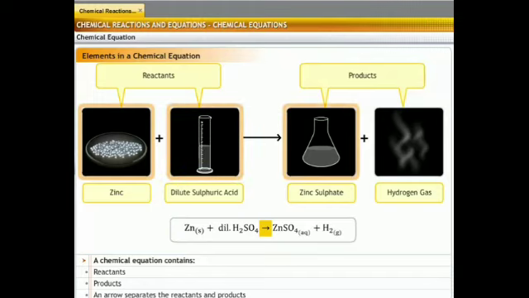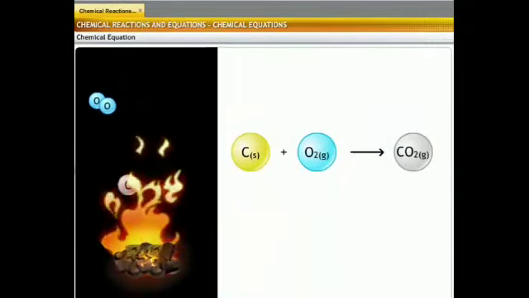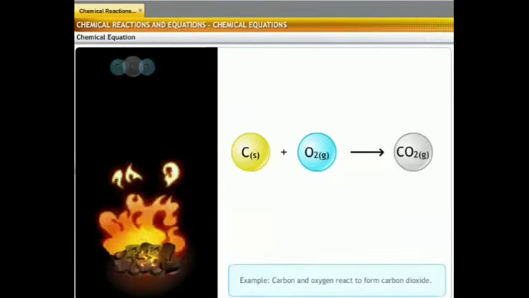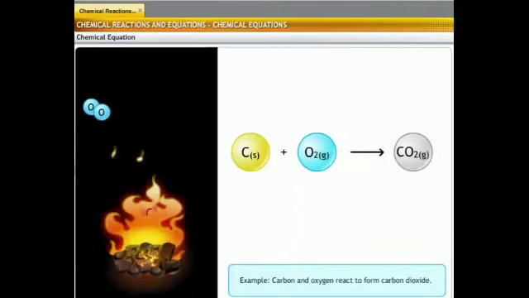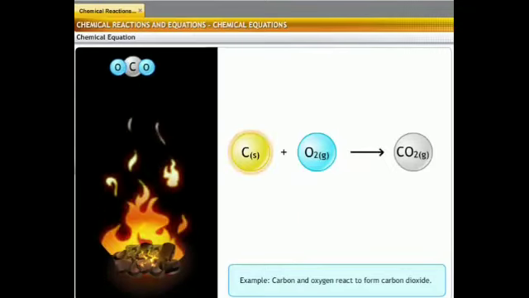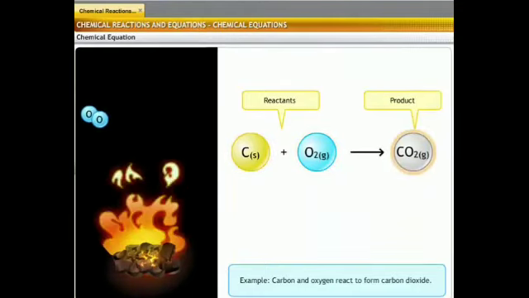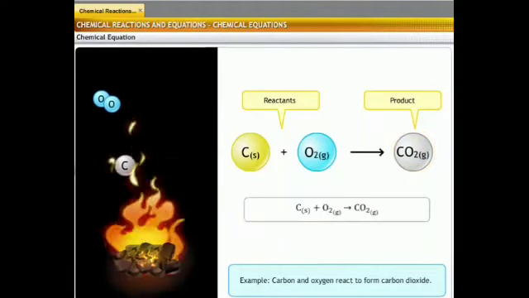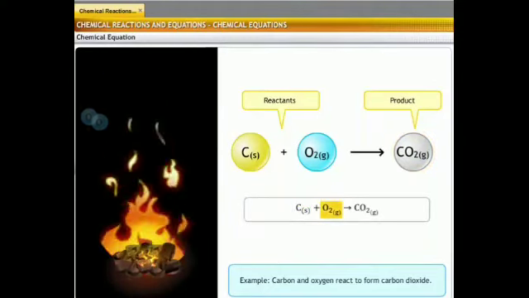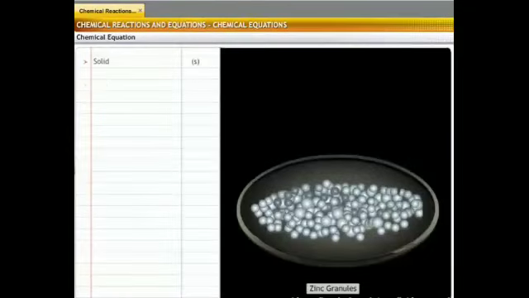One more example: when carbon burns in the presence of oxygen, it forms CO2. Carbon, its symbol is C. Oxygen gas, its symbol is O2, and it forms CO2. In this reaction, carbon and oxygen are reactants and CO2 is a product. So carbon and oxygen react to form what? Carbon dioxide. So both are represented through what? Through a chemical equation. What other information will be given in this chemical equation?